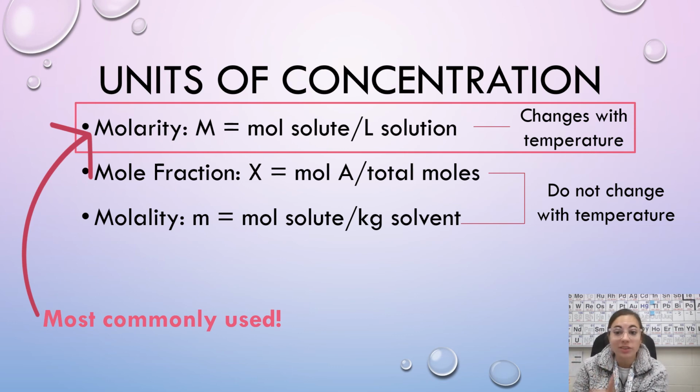But this can change with temperature, like we just said. So sometimes we use something called the mole fraction, which is the moles of something over total moles, or the molality, which is the moles per kilogram. That's not going to change. However, for our purposes on our tests and on the AP exam, we're only going to use molarities, moles per liter.